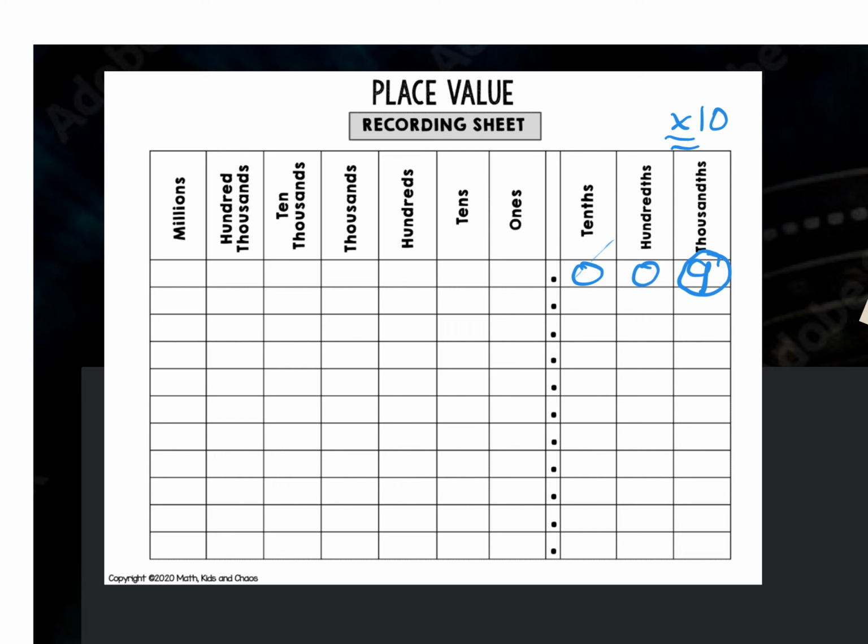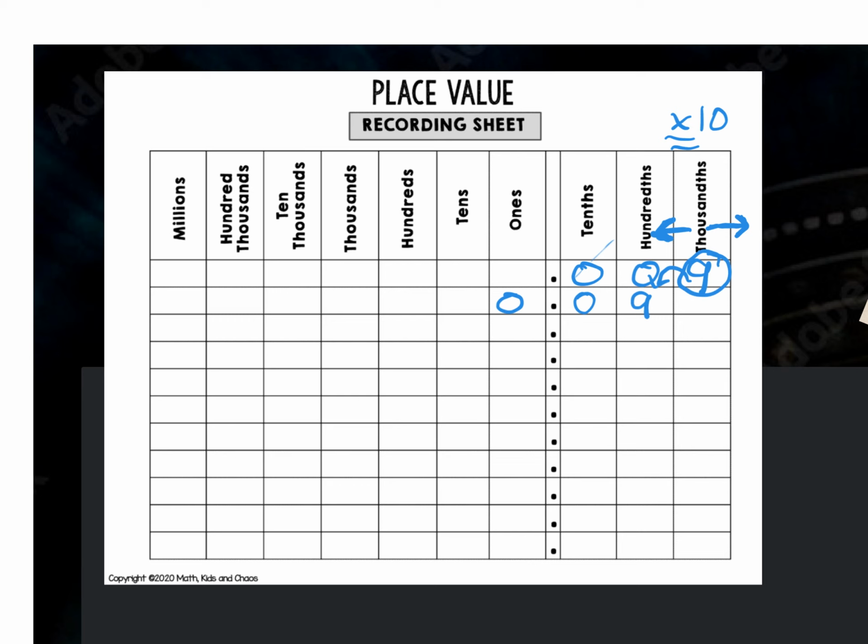So we should know if we go to the right on the place value chart, these numbers are going to be 10 times smaller. We want to go 10 times bigger. So we want to go to the left, 10 times larger. L left, L larger. So the 9 is going to go to the hundredths place. These zeros are also going to shift.